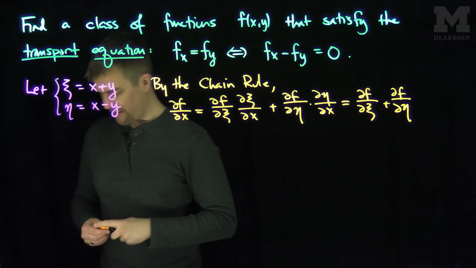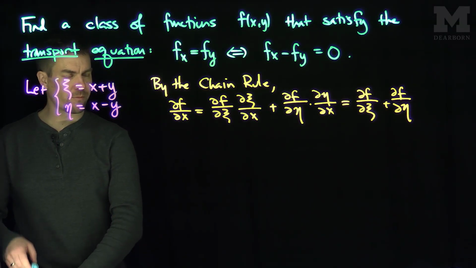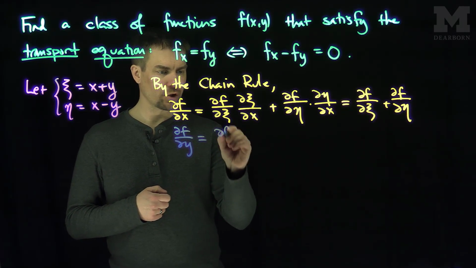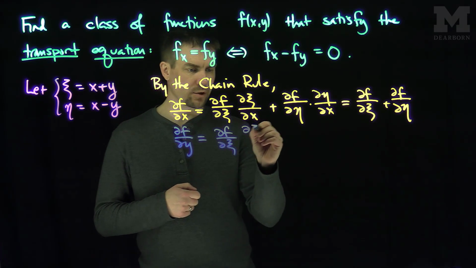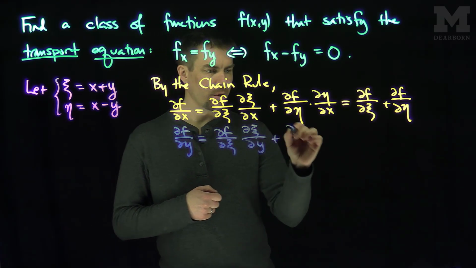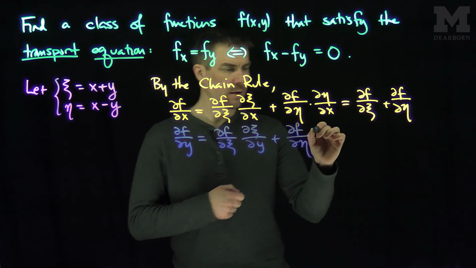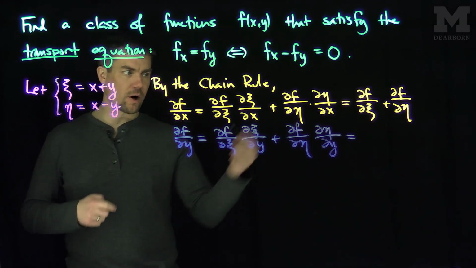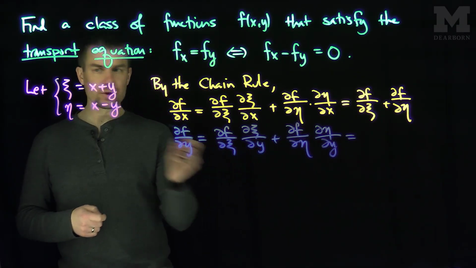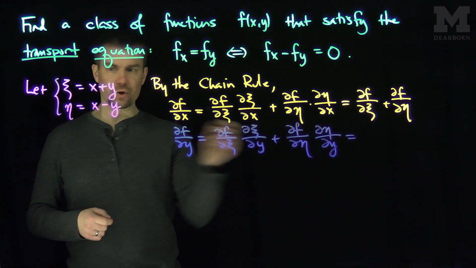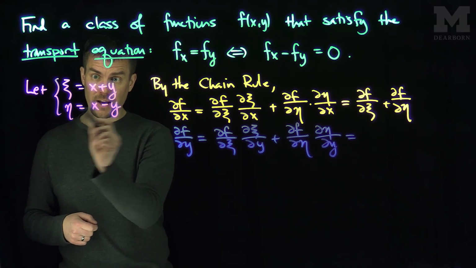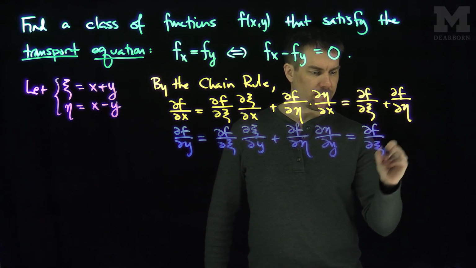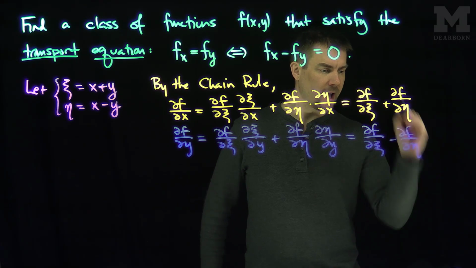Beautiful. Let's do partial f partial y. Partial f partial y is going to be partial f partial xi times partial xi partial y, plus partial f partial eta times partial eta partial y. Again, we can find partial xi partial y and partial eta partial y relatively quickly. Partial xi partial y is 1. Partial eta partial y, the partial of eta with respect to y, is going to be negative 1. So this is going to be partial f partial xi minus partial f partial eta.